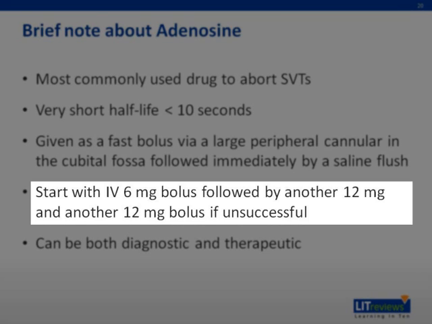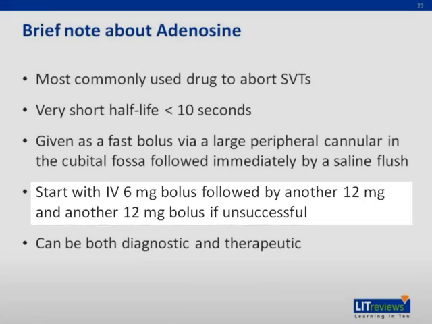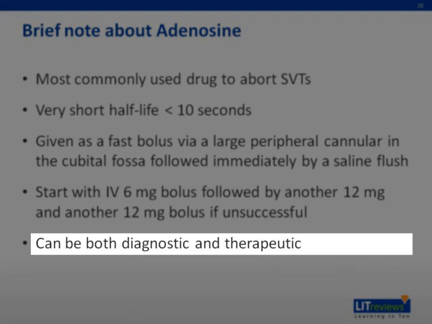We usually start by giving an IV 6 mg bolus, followed by a 12 mg bolus if the first dose is unsuccessful, and another 12 mg bolus if the second dose is unsuccessful. If it is still unsuccessful after 3 doses of adenosine, other pharmacological agents can be used, or if all else fails, synchronized cardioversion. The ECG should also be reviewed to ensure that it is not another rhythm that is the cause of the tachycardia. Lastly, not only is adenosine therapeutic, it can also be diagnostic.